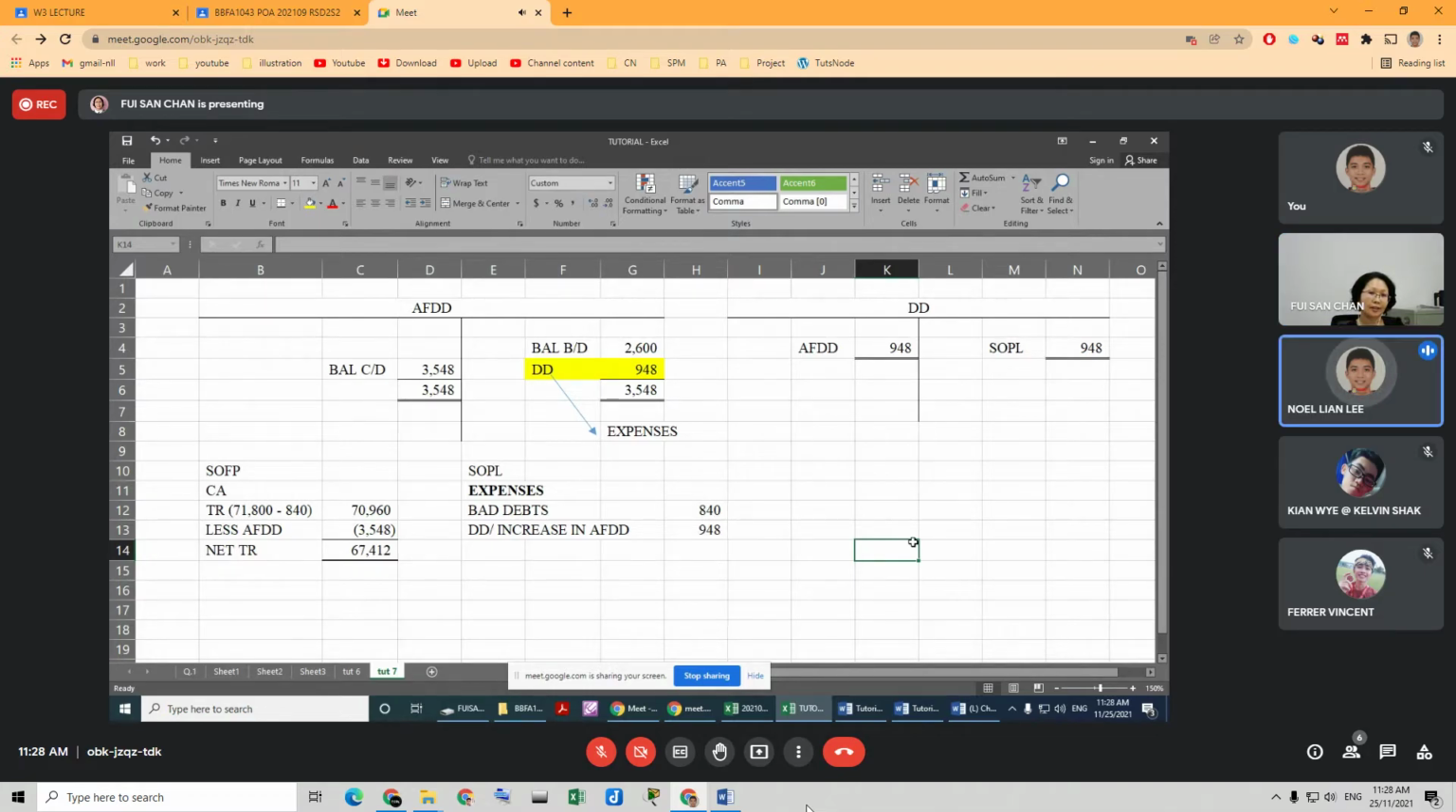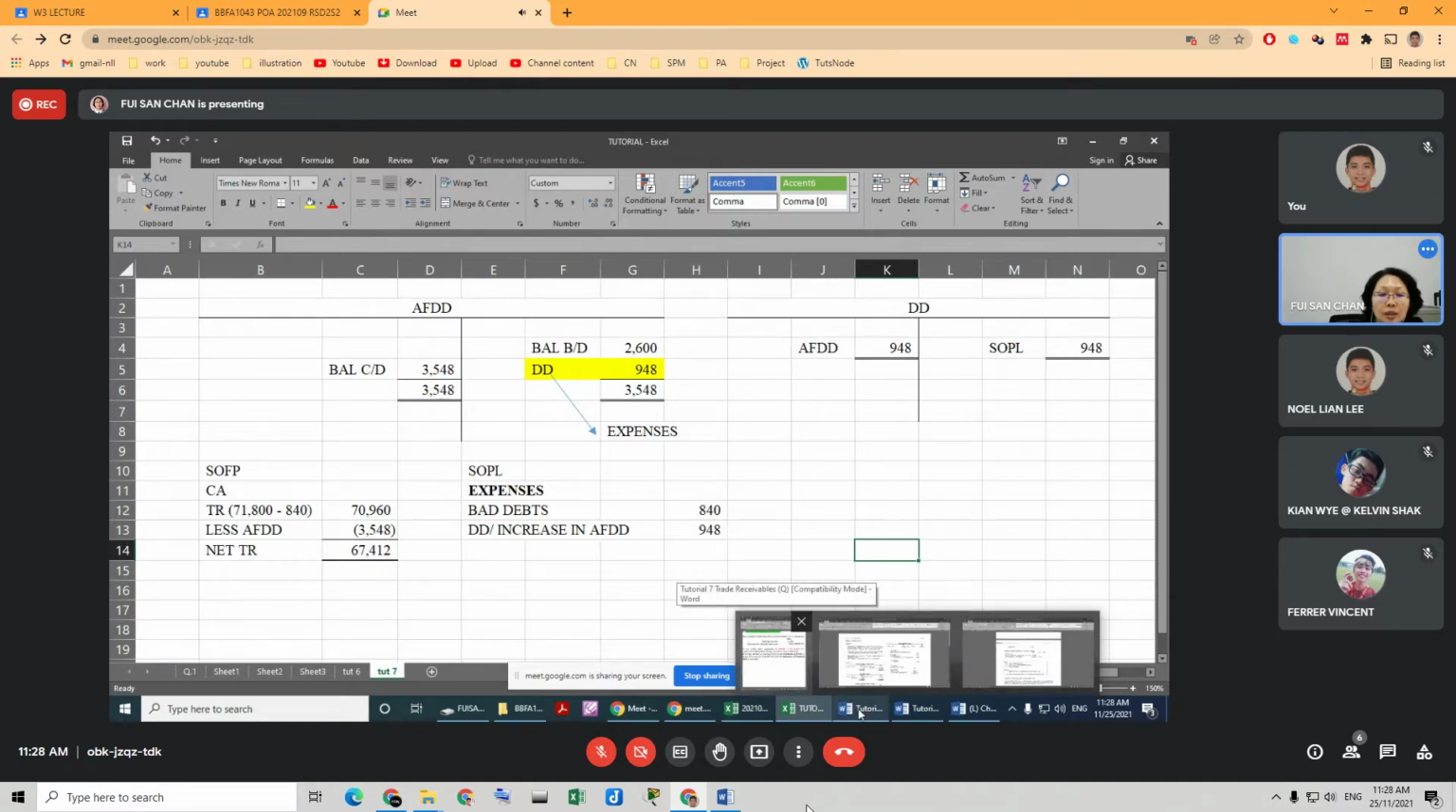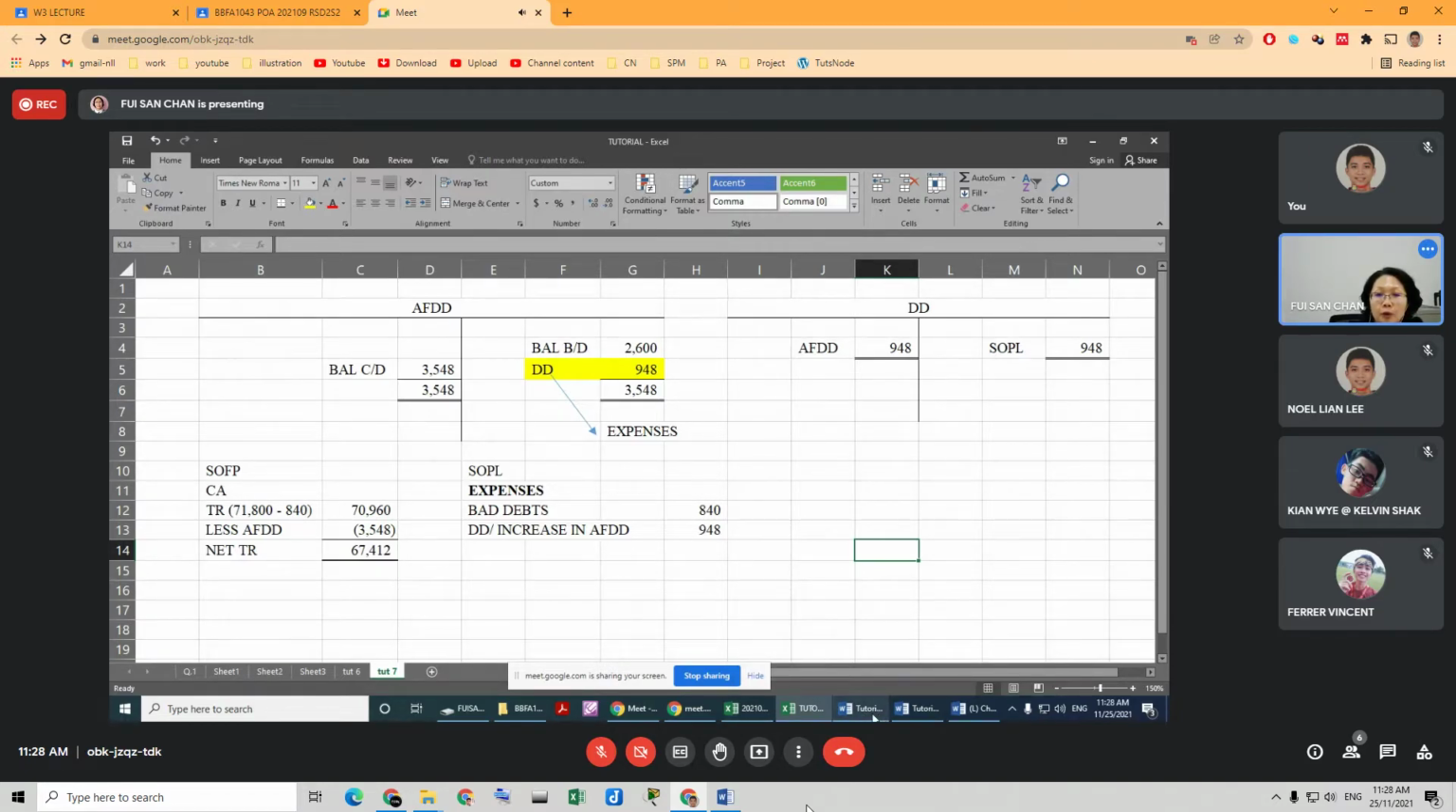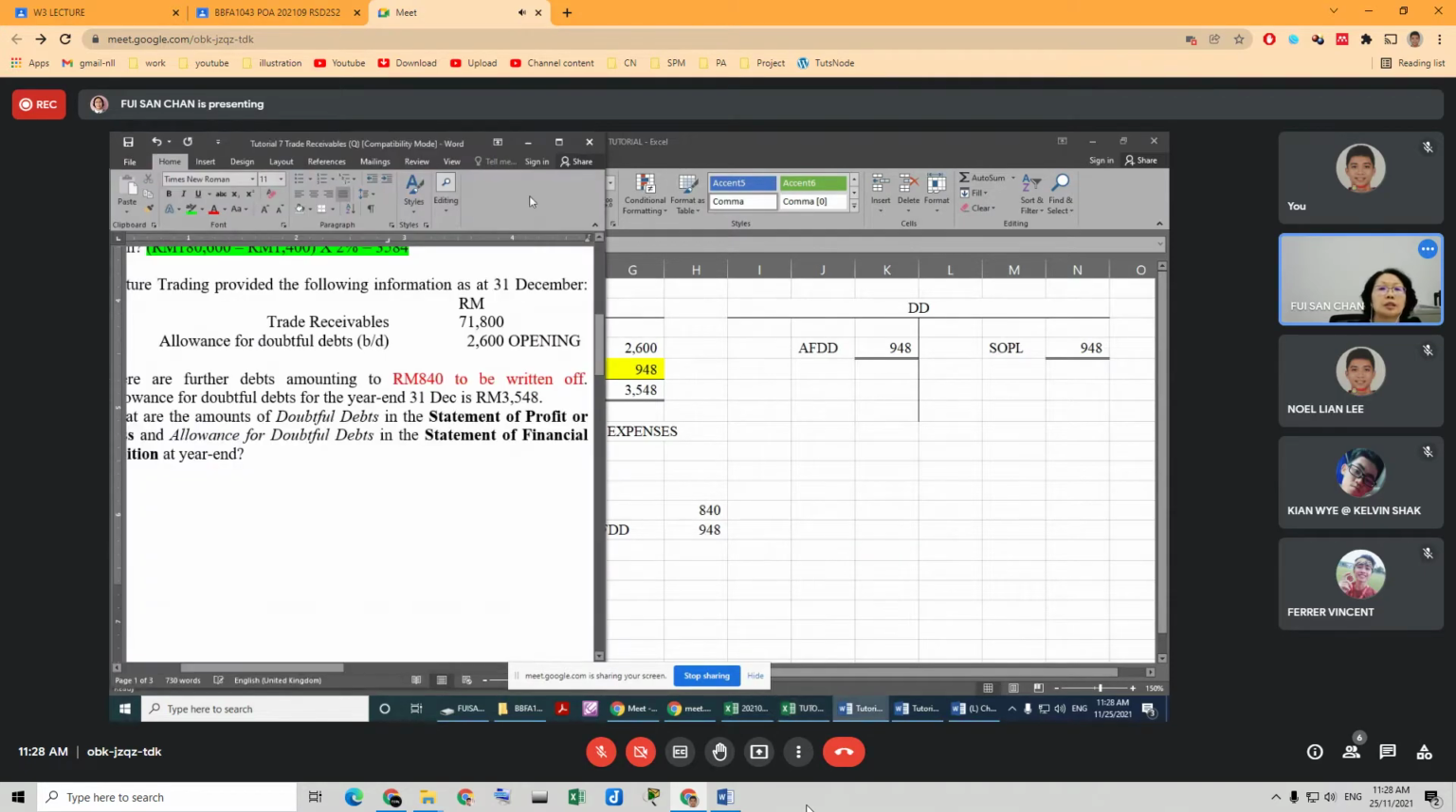So if it decreases, it means revenue. Yes, right. So this one you have to remember. If decrease, is it a good thing? We are going to receive more. It's a good thing, right? So it becomes income. Okay. So any other question? If no, then we go to question 4.